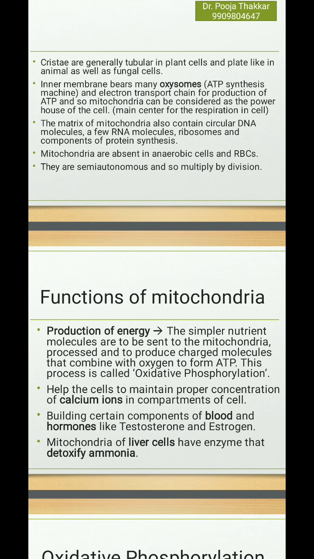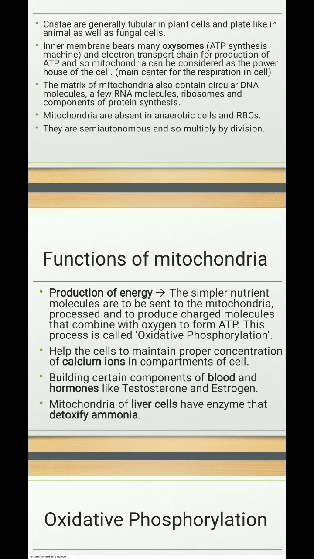So, what are the functions of mitochondria? As we discussed, they are mainly involved in the production of energy. The simpler nutrient molecules, the basic units, are sent into the mitochondria. They are processed inside and produce charged molecules. For example, the glucose is sent in and broken down, and it forms the charged molecules which combine with the oxygen molecule to form ATP. This is the overall process that we will discuss in chapter 14, as I told, which is called the oxidative phosphorylation process. The second important task is that they help the cells maintain the proper concentration of calcium in different compartments of the cell.